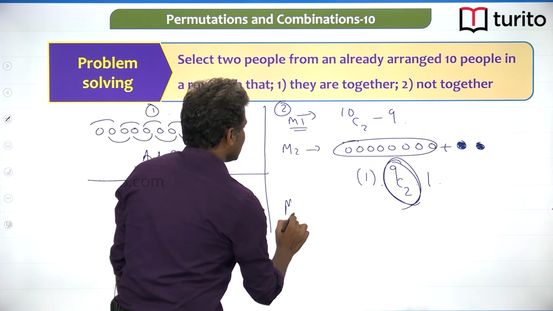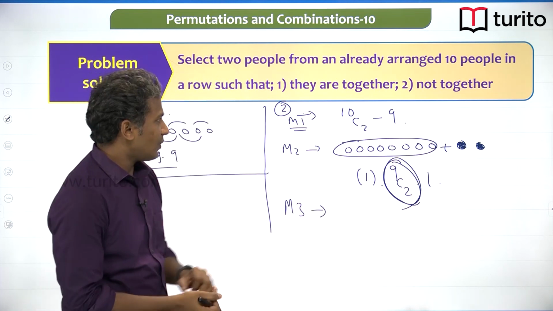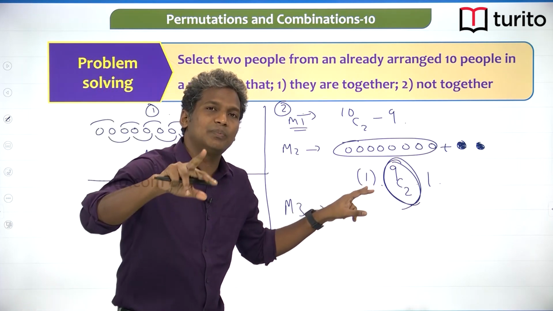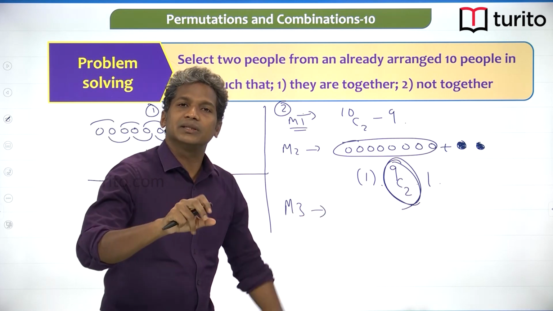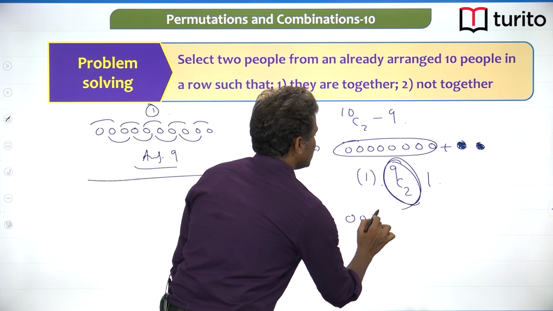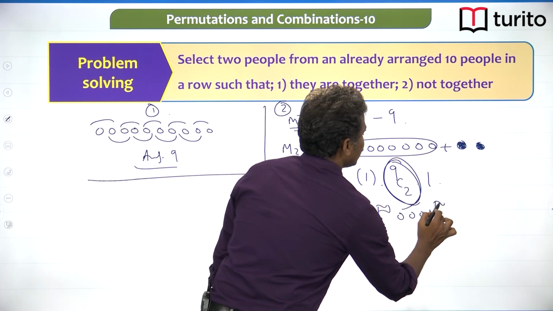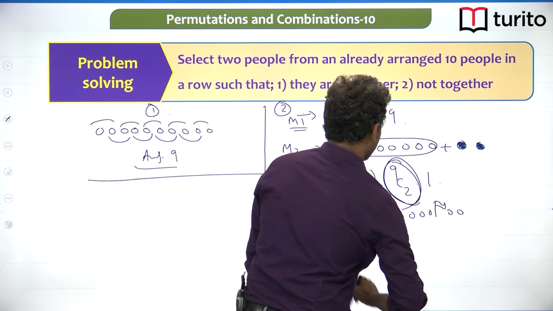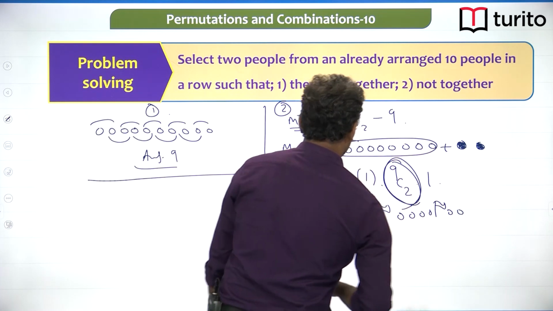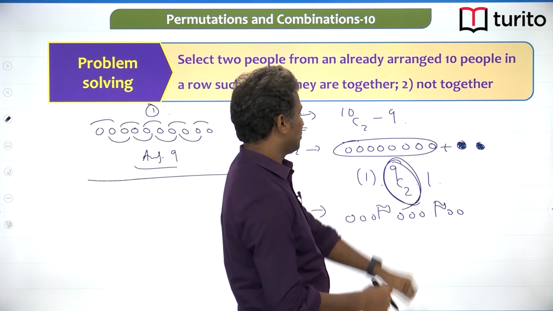But now there is another method, M3. The method goes like this. Imagine that instead of black seats, they are actually flags. So you have certain balls here, a flag here, certain balls here, a flag here, and certain balls here. Here I think 1 ball came in extra, because in total there should be only 8 balls.